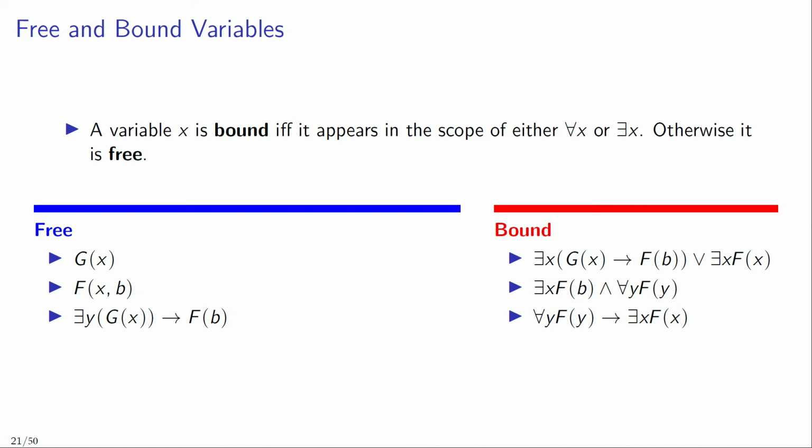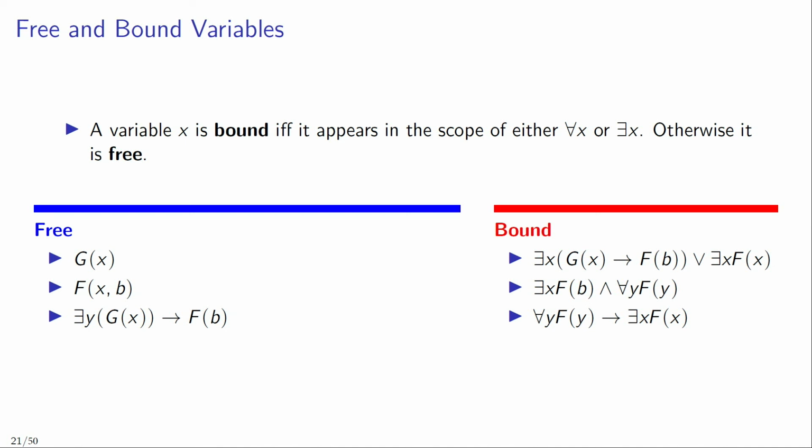Next, let's look at the right-hand side. Here we have a couple of examples of bound variables. In the first line, you see the formula, a disjunction in fact, either there is an x such that if gx then fb, or there is an x such that fx. Now we here have two occurrences of the variable x, and both appear within the scope of a quantifier that binds x. And that's why both occurrences of the variable x here are bound.